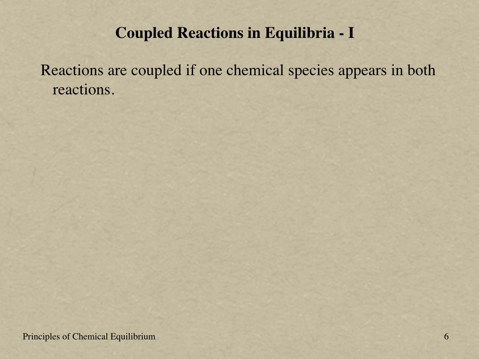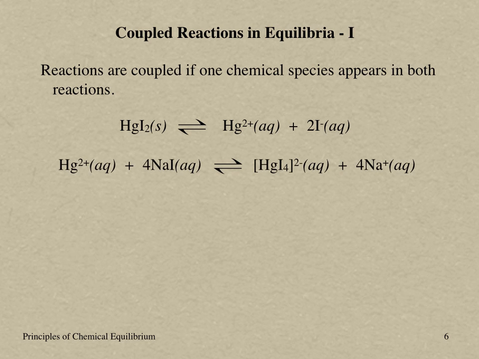Reactions are coupled if one chemical species appears in both chemical reactions. Consider the dissolving of the relatively insoluble orange salt HgI2 to form mercury ions and iodide ions. We could dissolve more HgI2 by introducing a second reaction that reacts with either the mercury or iodide ion. For example, if a solution of NaI is added, the iodide ion from this salt will react with Hg2+ ion to form the HgI4 2- complex, which is very stable. The ion that couples these two reactions is the mercury ion.